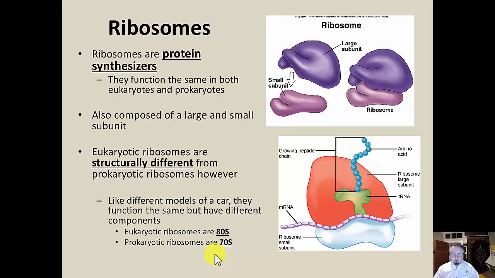Chevys and Fords are both trucks. They both have four wheels. They both have a truck bed. They both have an engine. They both do the same thing, but structurally they have different components, and if you take them apart and tinker with the internal gears, they're just a little bit different. And that's kind of how ribosomes are. They do the same thing, largely look the same, but there are different structural components to them.